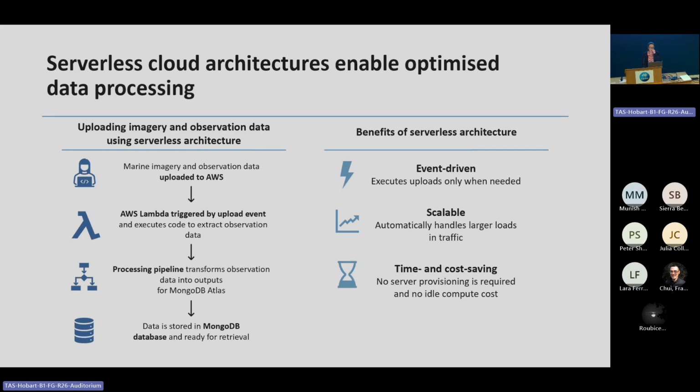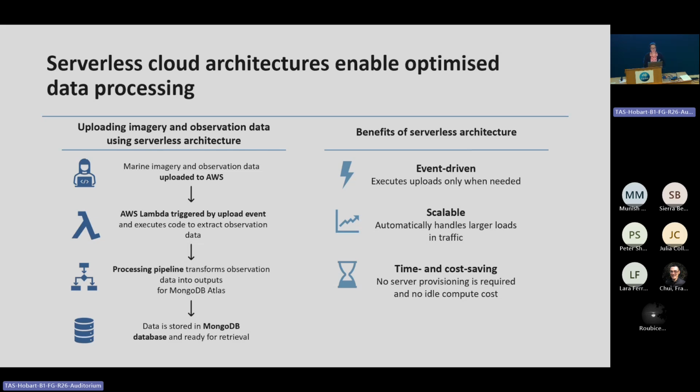So here, serverless architectures efficiently process data. The key part in this serverless cloud architecture is called a Lambda function that was developed by Amazon. And so, for example, when new data is uploaded to AWS, the Lambda function automatically triggers and then extracts this observation data, and it passes them through a processing pipeline. And then the results from these OFOP observation files are then stored into MongoDB Atlas, ready for querying and retrieval.